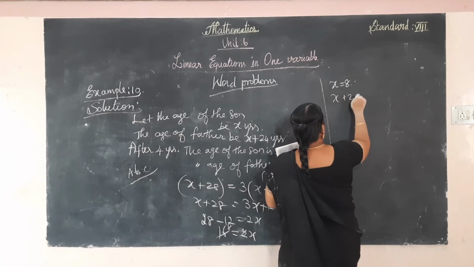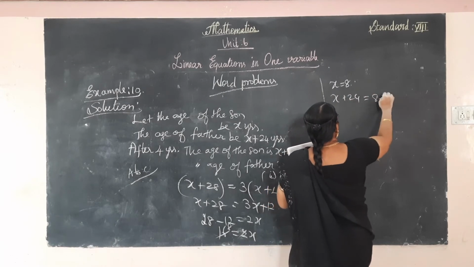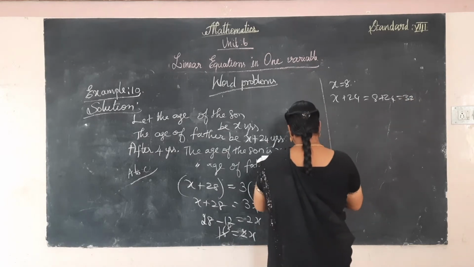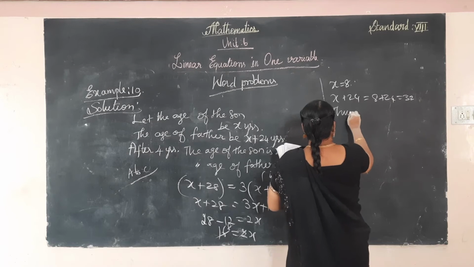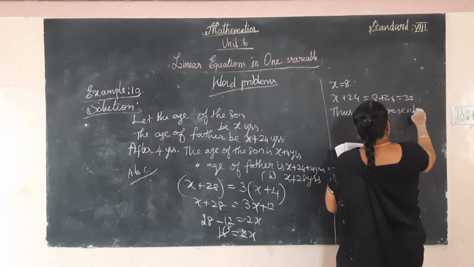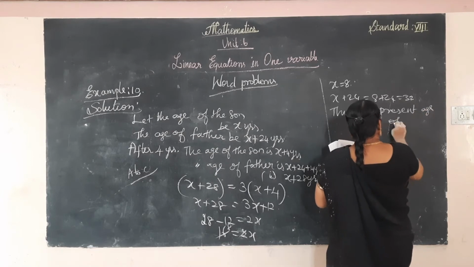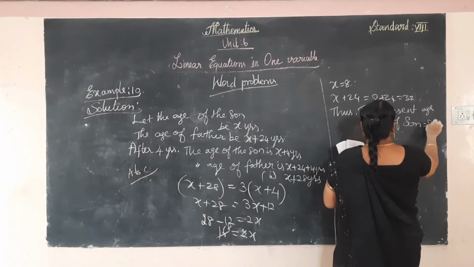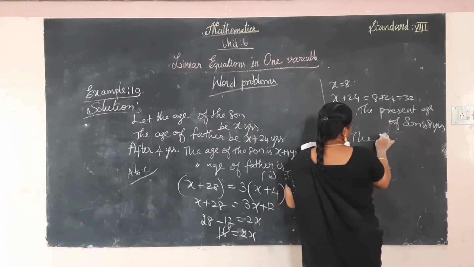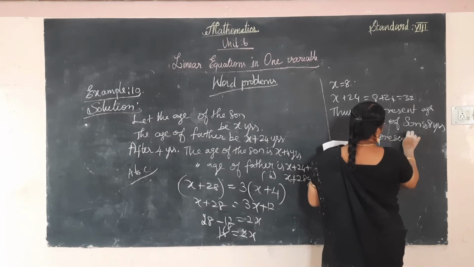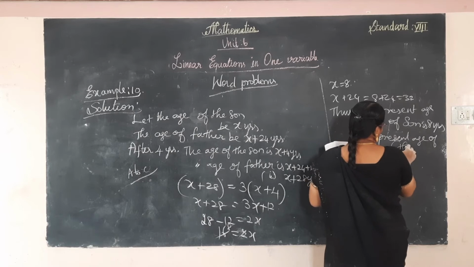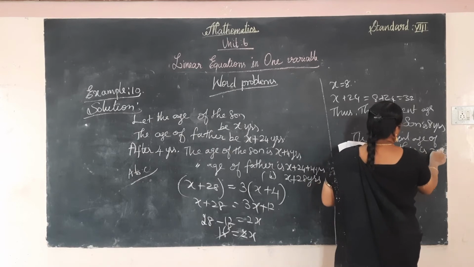The father's age is x plus 24, which is 8 plus 24, equal to 32 years. Thus the present age of the son is 8 years, and the present age of the father is 32 years.